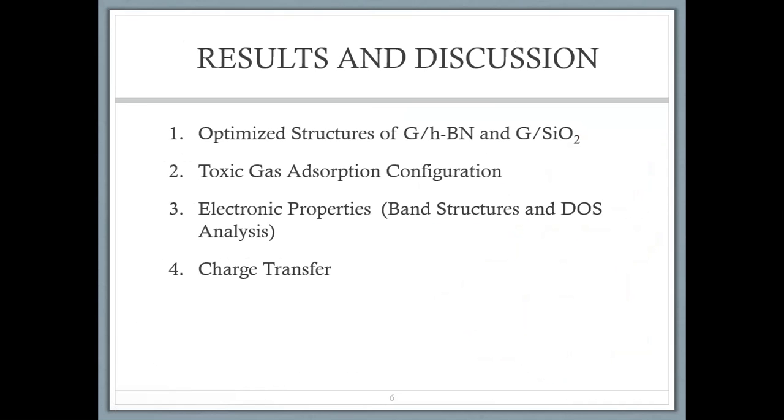Okay, let me move to the part of results and discussion with the main four results. The first is about the optimization structures of graphene on these two substrate materials. And then the adsorption configuration when the toxic gas adsorbs onto the surface of graphene put on these different substrates. Next to that, I will show the results on electronic properties, including the band structures and DOS analysis. And finally, some other properties like charge transfer or the tensile effect.